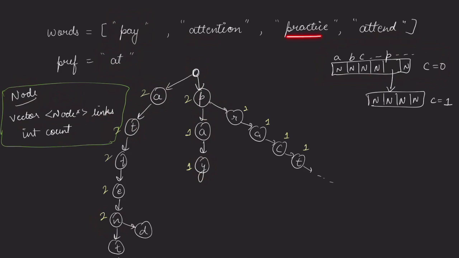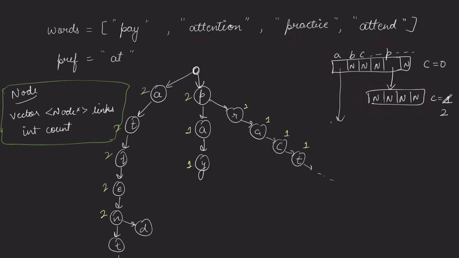So now when you come here at practice, the first letter is p. You will see that at p, it is not a null pointer. I am already having a link to a node, so I'll just update this count to 2. And then I will check for r in this particular vector. And the same thing we will do for attention: here at a, instead of a null pointer, we will have a reference. So we'll have another vector which will have null everywhere, and the count will be 1, when we had created this.